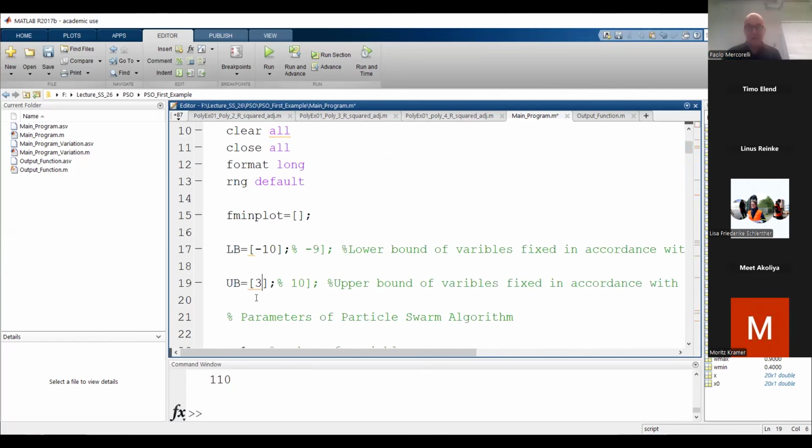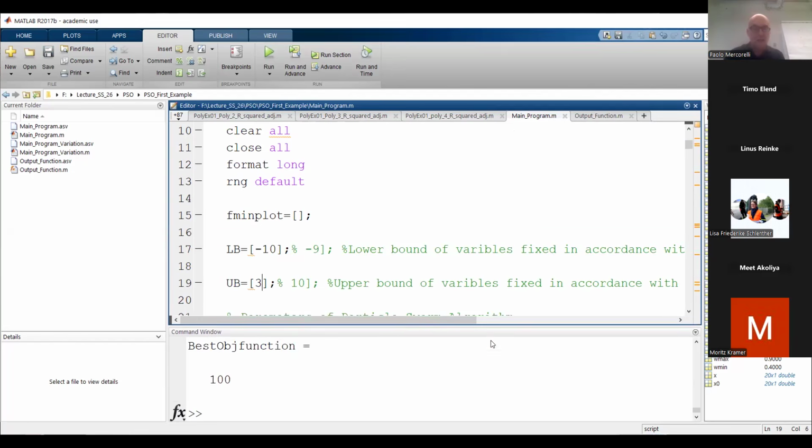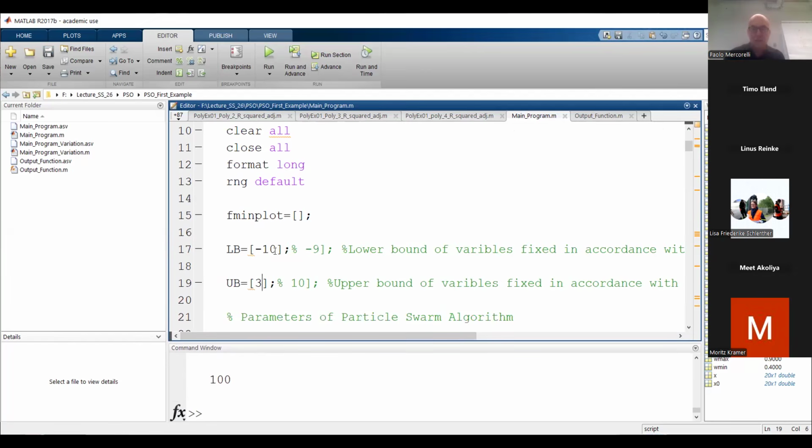If I put 3, I will find again 2. G best is our solution. Again 2. In the same way, if I put here 3 and 4, what I'm waiting now, I will find 3.